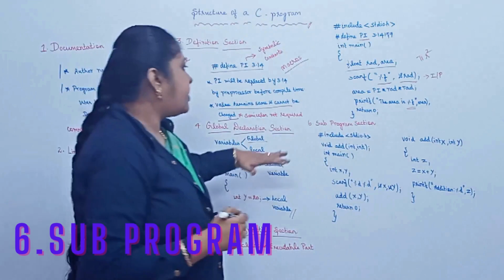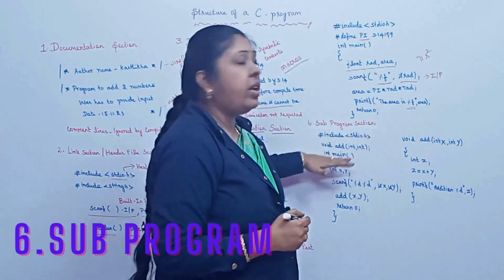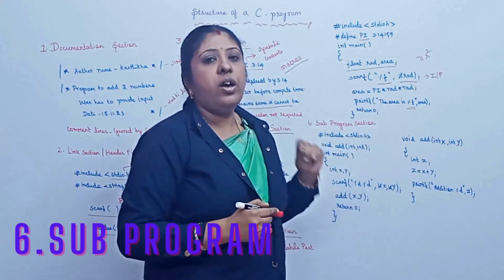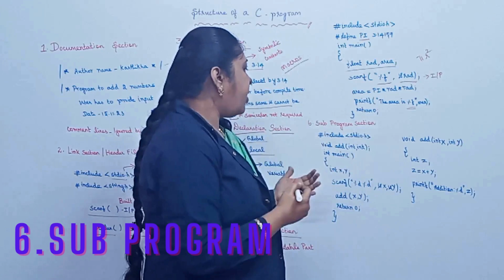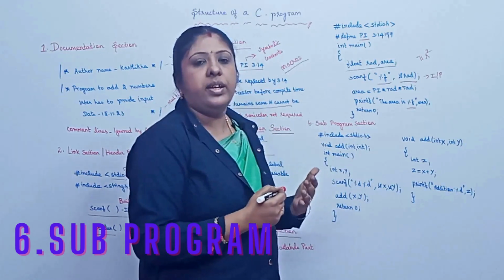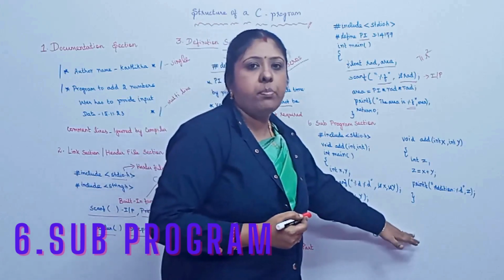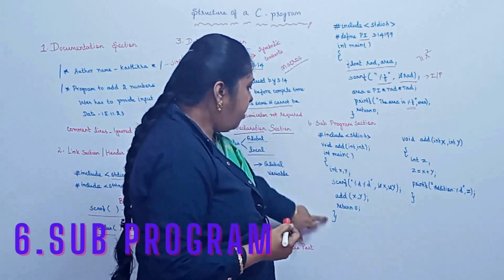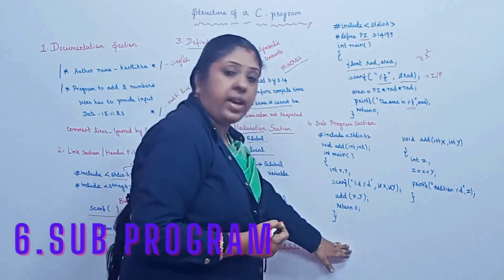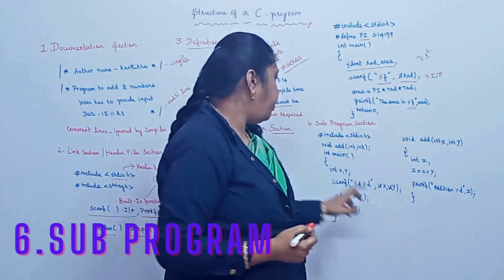And then the last section we are going to discuss is the subprogram section. Here we are using functions for addition of two numbers. We will discuss how the function is evaluated in detail in the upcoming videos. Just a small example I will explain. Here is the main function. Since I have no space, I have written the function nearby.